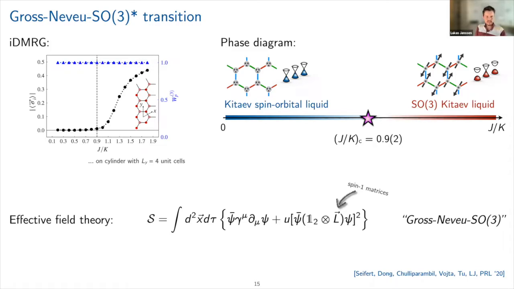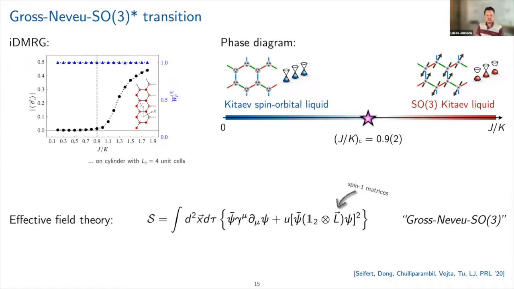You can also write down a field theory describing this transition, and you do some gradient expansion. Then, in field theory language, because of fermion doubling, you can always combine two Majorana fermions into one complex Dirac fermion. If you do that, you end up with three two-component Dirac fermions with the usual Dirac kinetic term. And from the four Majorana fermion interaction, you get a four Dirac fermion interaction involving the spin one matrix. So this is really like a standard Gross-Neveu model with some peculiar kind of four fermion interaction.